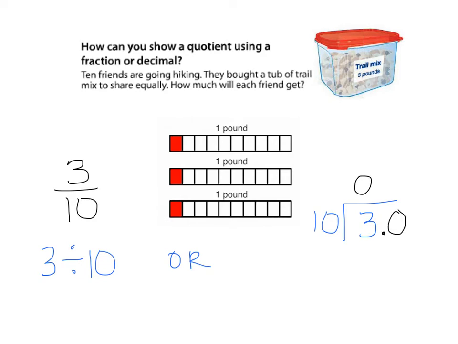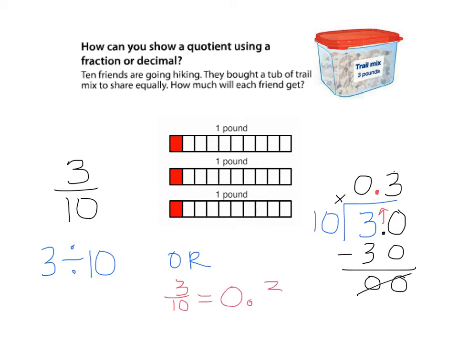So how many 10s can go into 30? Well, 10, 20, 30. 3 can. 3 times 10 is 30. When I subtract, I get 0. So my last step is that I need to come back and move my decimal point up. So the decimal for 3/10 is 0.3. And I know that because this spot right here is my tenths spot. So each friend gets 3/10 or 0.3 pounds of trail mix.